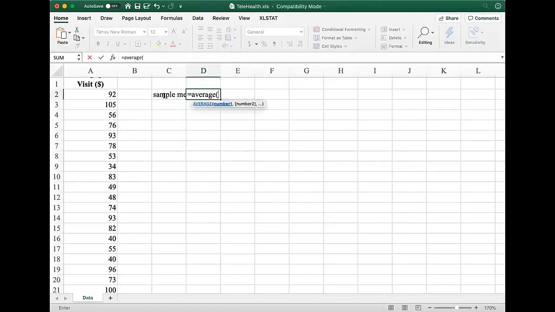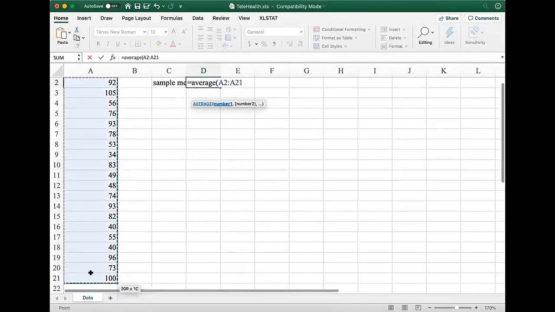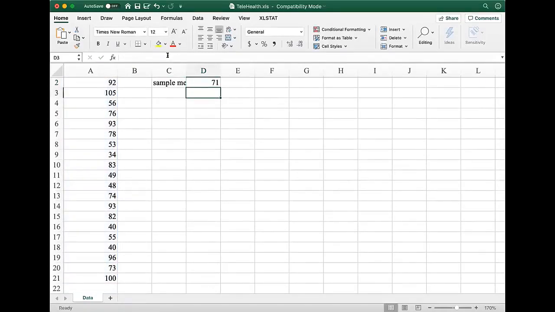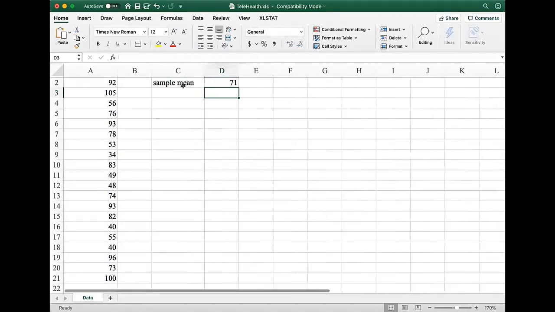open bracket, and then you're going to highlight all the cells that you need. You're going to stop here. Close the bracket, press enter. So X bar is 71. A lot of you probably know this part.